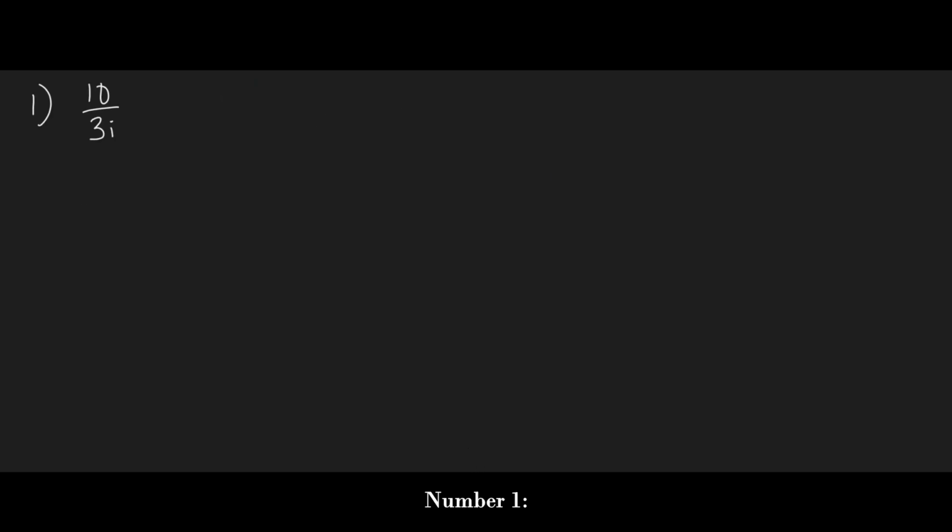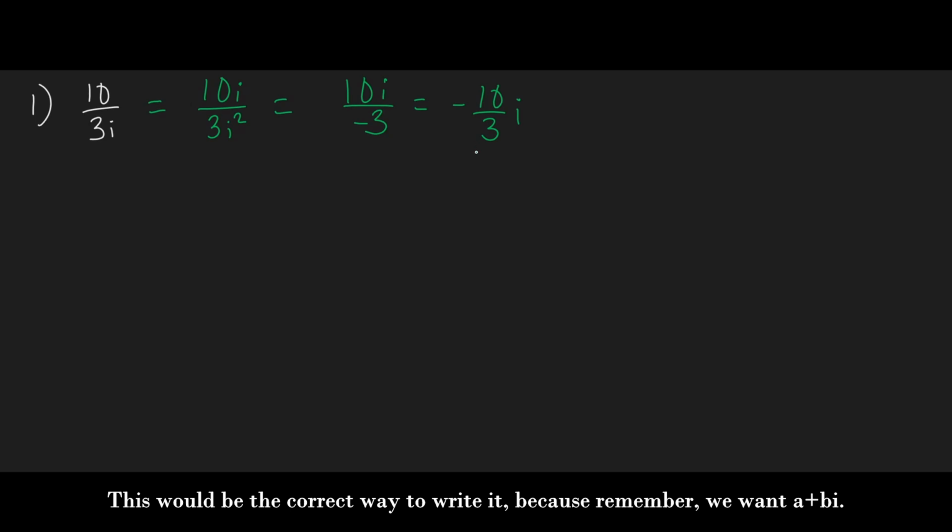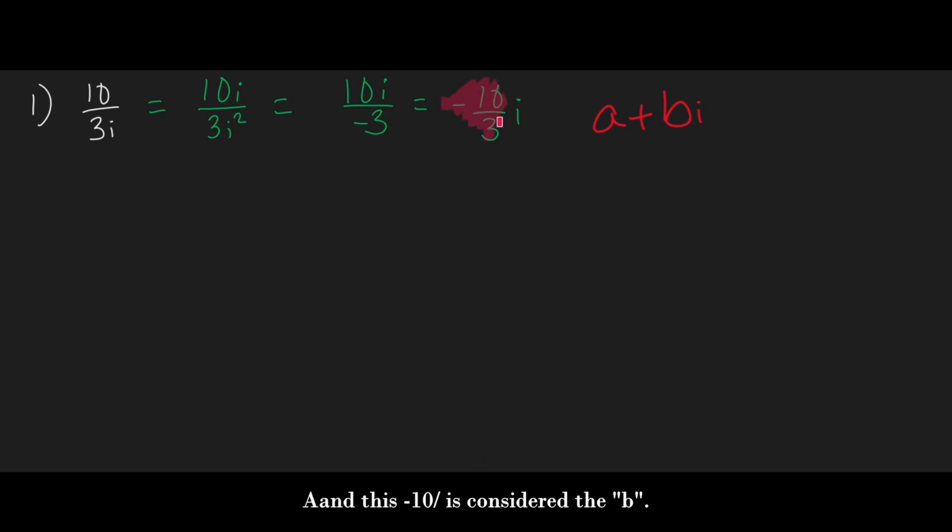Number 1. 10 divided by 3i. Here we have a single-term rational expression. Multiplying the expression by i divided by i will give us 10i divided by 3i squared. Simplifying this leads us to 10i divided by -3, which we can simplify as -10 over 3i. This would be the correct way to write it because remember, we want a plus bi. And this -10 over 3 is considered the b.